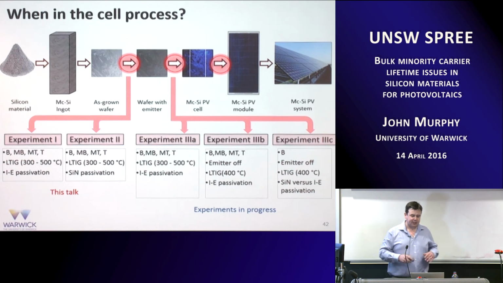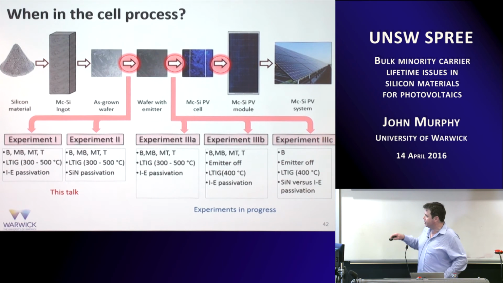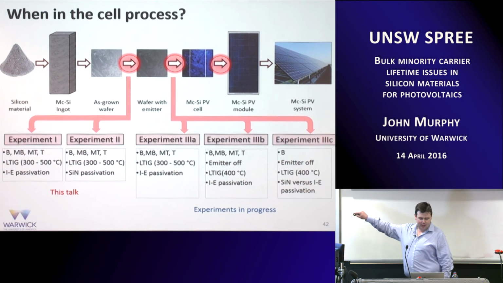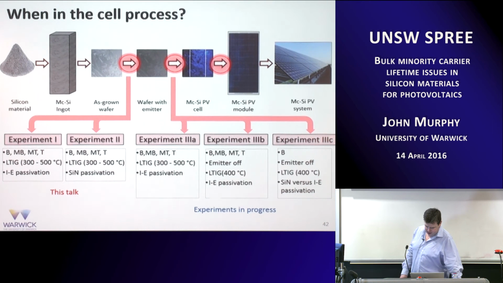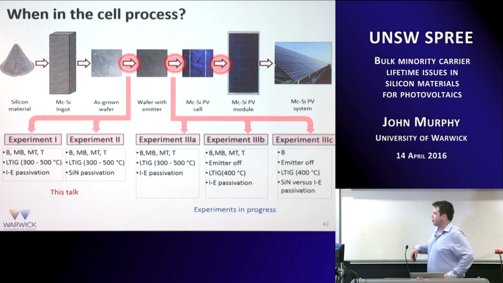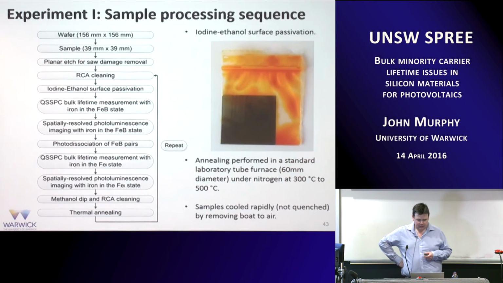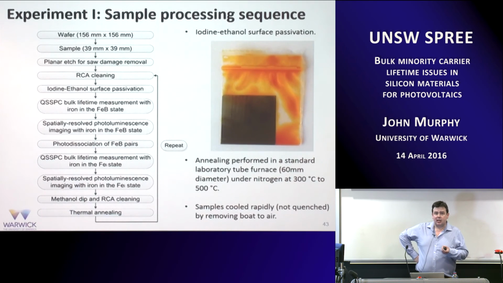And so what we're trying to do is experiments to isolate which stage is important. We've got what we call experiment 1, 2, 3A, B, and C. I'm going to talk about 1 and 2 because they're complete. We're also doing experiments 3A, B, and C. It's a very important thing to work out where this should go, but I'll come on to that later.